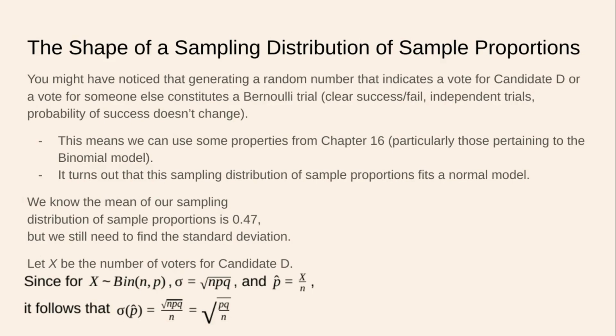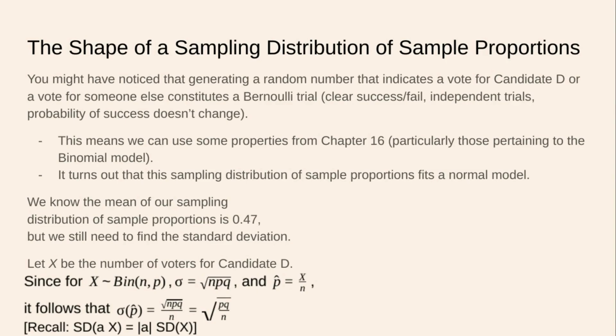Also, p hat, our sample proportion, is x, the number of people who voted for candidate D, divided by the total number of voters. That's what a sample proportion is. It's a part-to-whole analysis. From that, it follows that the standard deviation for our sampling distribution of sample proportions is going to be this. Now, how did we get that? Well, we need to remember something.